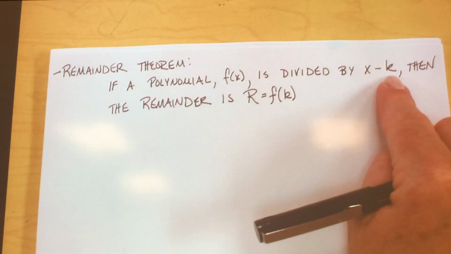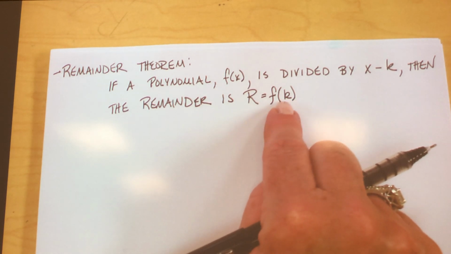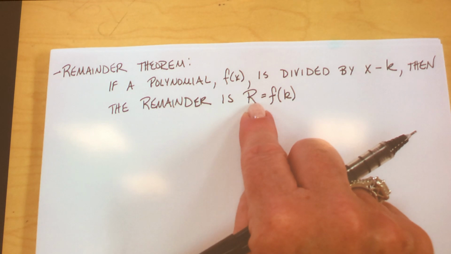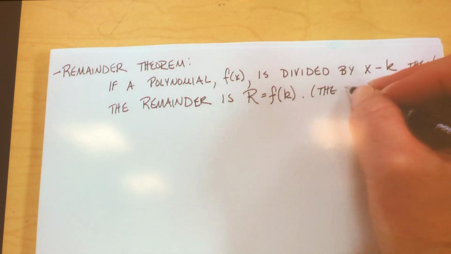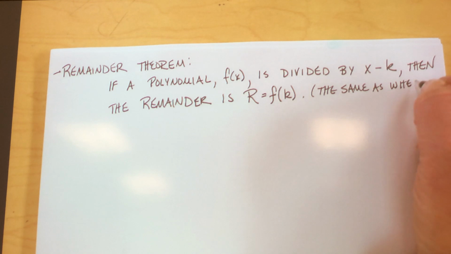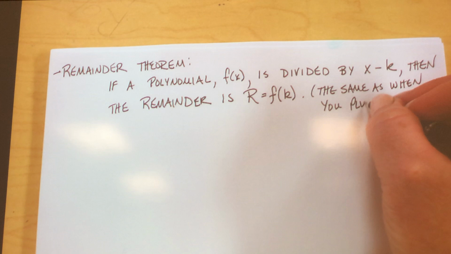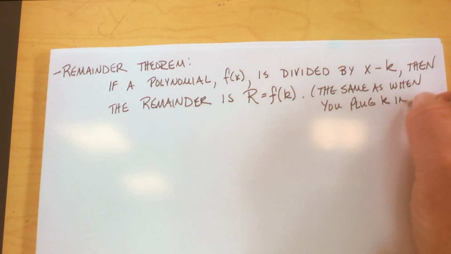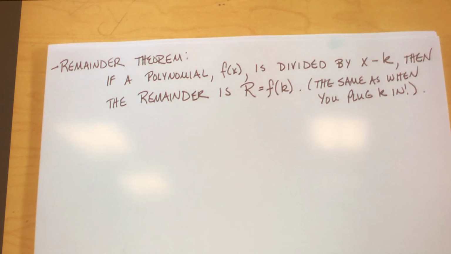That one was x minus 2, and we found out that the remainder was what I got when I plugged 2 in. When I did f of 2, it was 16. So, write this down: the same as when, probably not the best English, you plug k in. The same as when you plug k in. That's what the remainder theorem says. So, here we go.